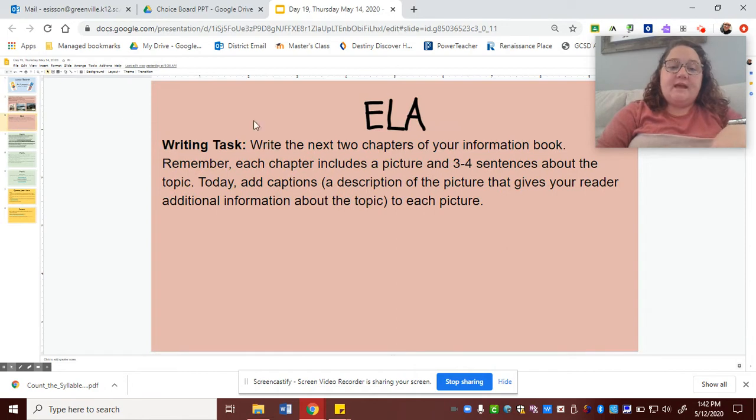So you're today going to write two more chapters. So after today, you should have written 4 chapters. So 2 more chapters today. And remember that each chapter is going to include a picture and 3 to 4 sentences about that topic.